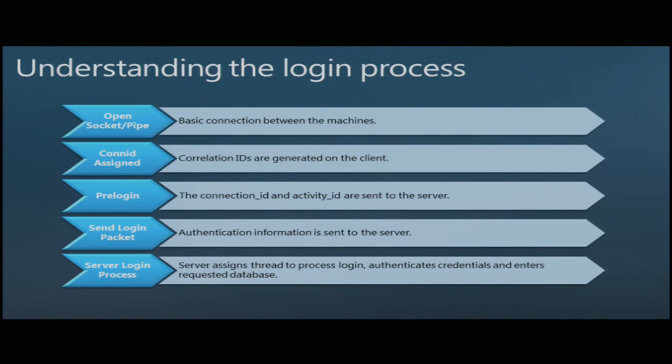Next, the client goes through what we call pre-login, and this is where the connection ID and the activity ID, if it's being used, is sent up to the server. And then after that, from the client point of view, we send the login package, and this is where all the authentication information is sent to the server. And then finally, on the server side, we take in all that information, we assign threads for processing the login and the authentication credentials, and we enter the request into the database.